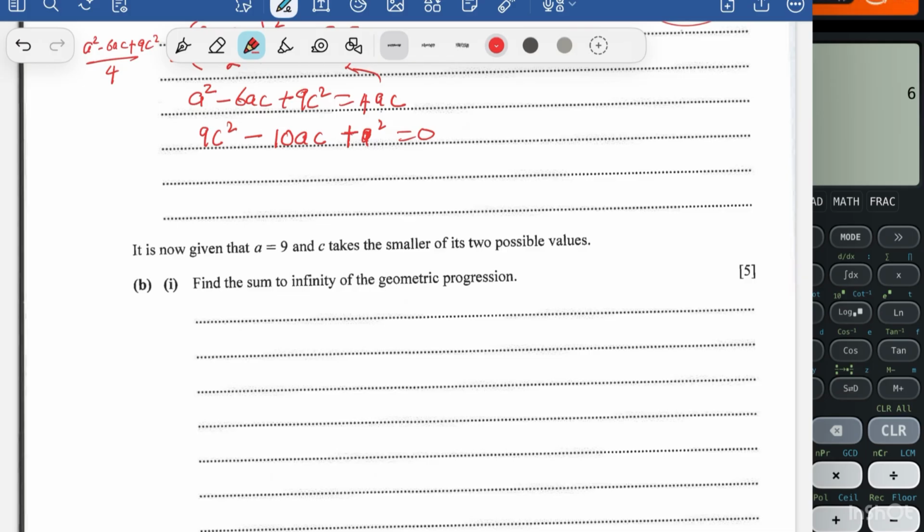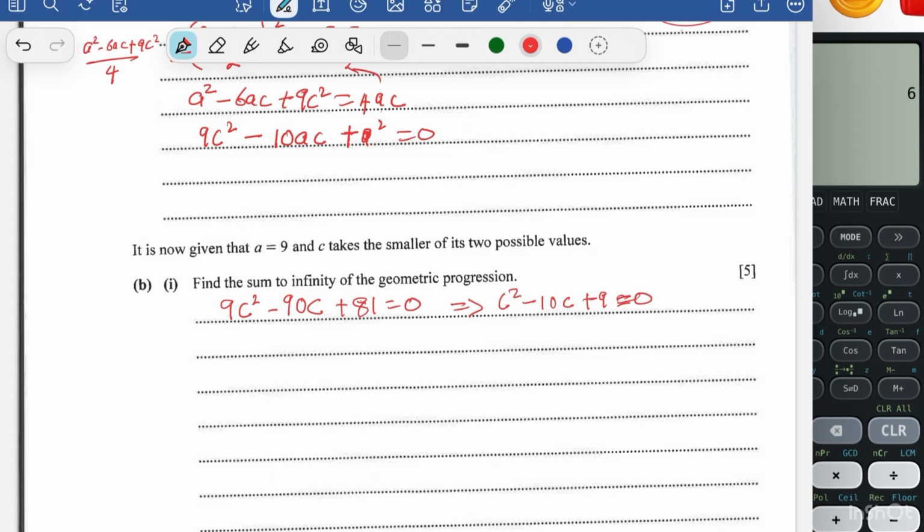So for part B, they told us A is 9, and C takes the smaller of its two possible values. So we solve it like a quadratic. We have 9c squared minus 10 times 9, which is 90c, plus 81 equal to 0. So this is what we have so far. Then we can easily divide this by 9: c squared minus 10c plus 9 equals 0.